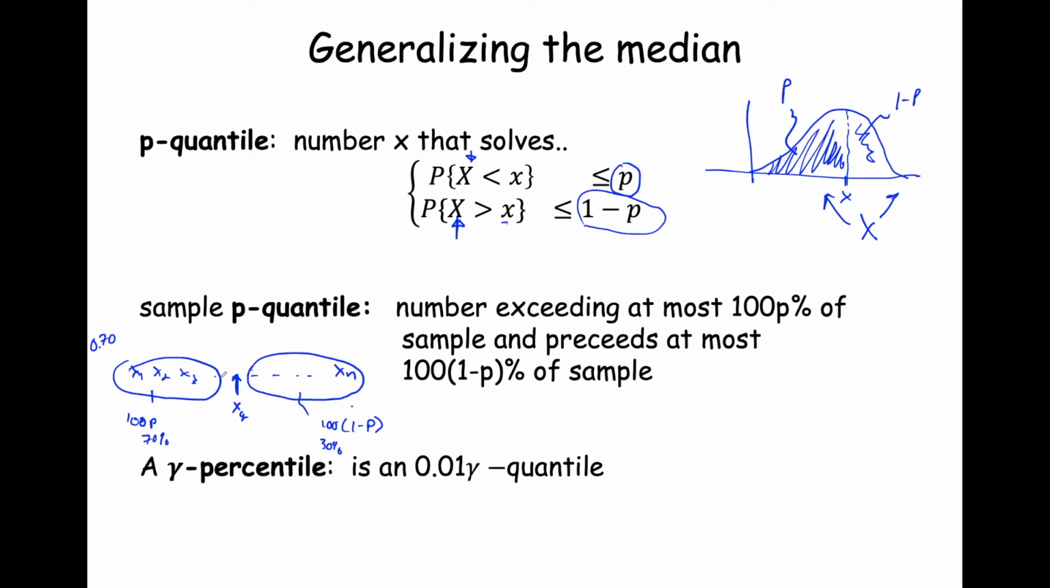So then we also have a percentile, a so-called gamma, and this is lowercase gamma. A gamma percentile is a 0.01 gamma quantile. And so when you talk about gamma, gamma is going to be a number between 0 and 100. And so if you say something is the 70th percentile, so gamma would be 70, that's the same as a 0.70 quantile. So percentile is just another way of talking about the quantile. The quantile, it's the probability, it's the proportion, and for the percentile, it is a percent.